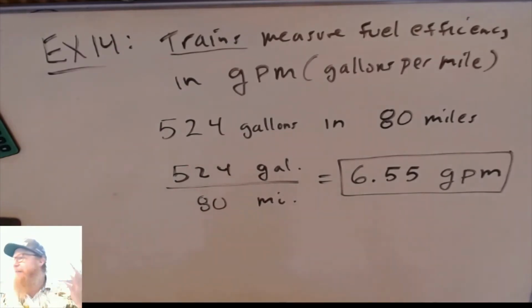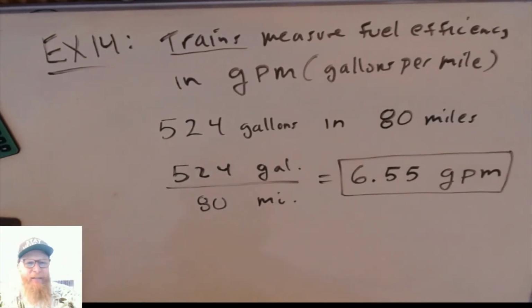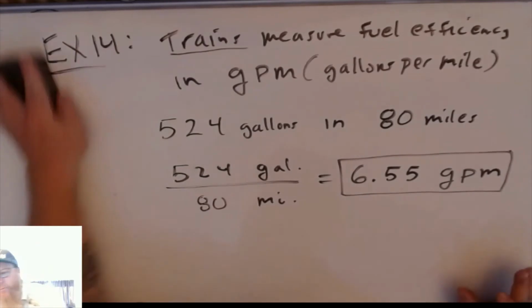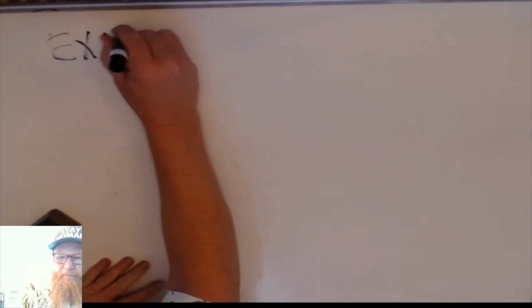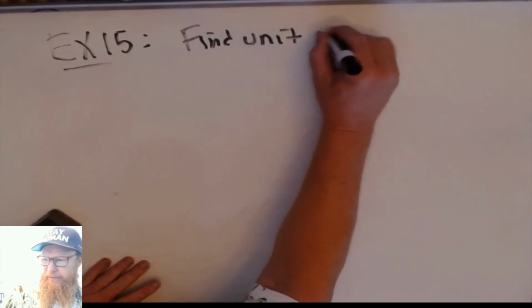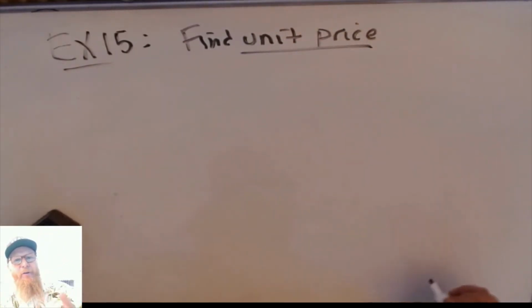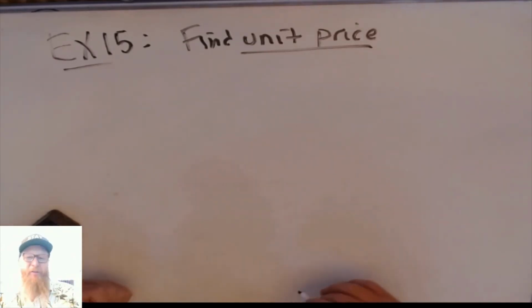Well, they have to pay for that, right? They have to pay for this gas. It's not free. And so that's the final type of rate called price rate, or unit price. So the unit price is the unit rate of price.